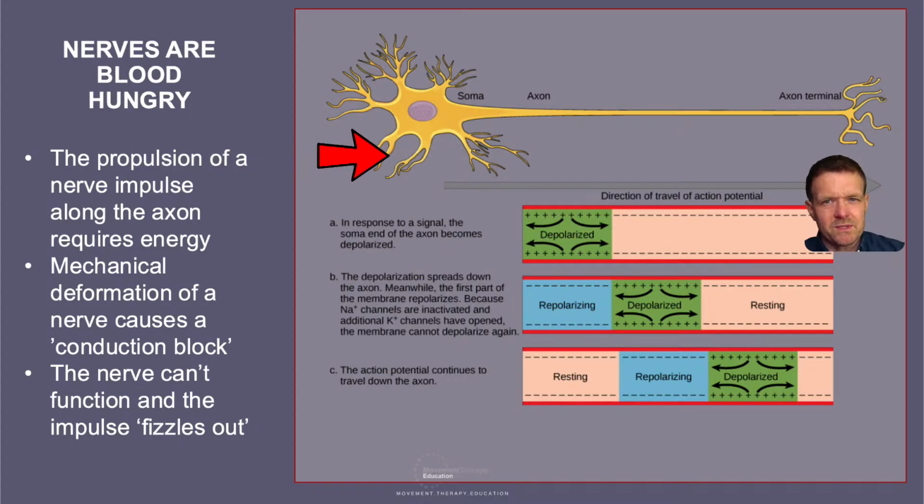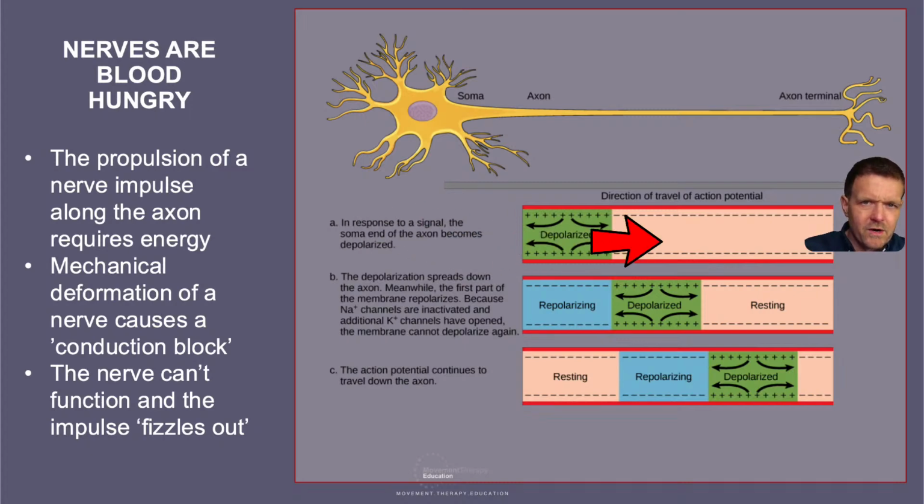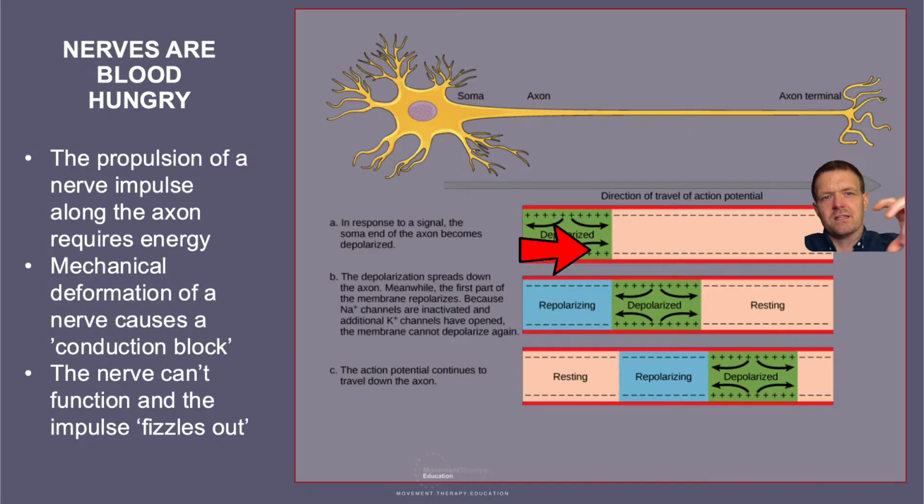Okay, so what then happens? Nerves are really blood hungry. They do not like having their blood supply disrupted. When a nerve impulse is generated, we get this depolarization of a nerve impulse down the axon of the nerve until it reaches the end, and then it either goes into a muscle or a gland or whatever it is, or another nerve, and then goes along again. And as this impulse is sent down, it then resets itself, ready to go again. So that's what should happen. The propulsion of the nerve impulse along the axon, which is this bit here, requires energy. And because nerves are blood hungry, they need a lot of energy to transmit these signals. So they need a good blood supply.